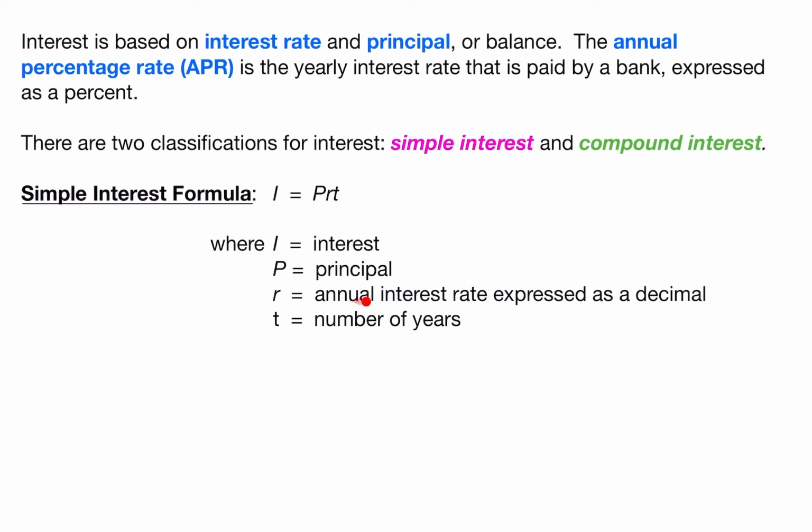Note that it's an annual interest rate and it's expressed as a decimal, and T is the number of years. Okay, T is the number of years. I emphasize years because a little later there will be a couple of examples where we will talk about months, and I will show you how to express those in terms of years.